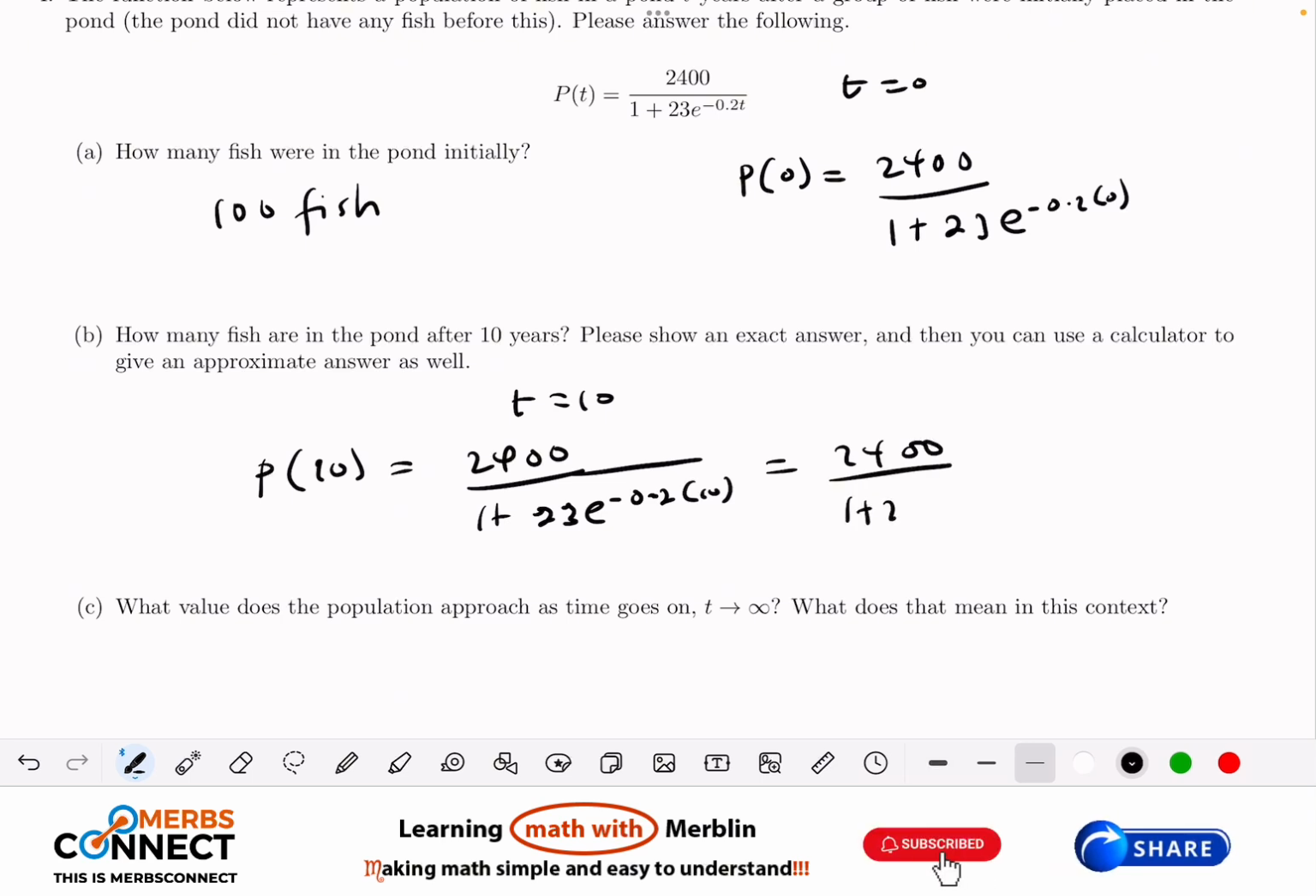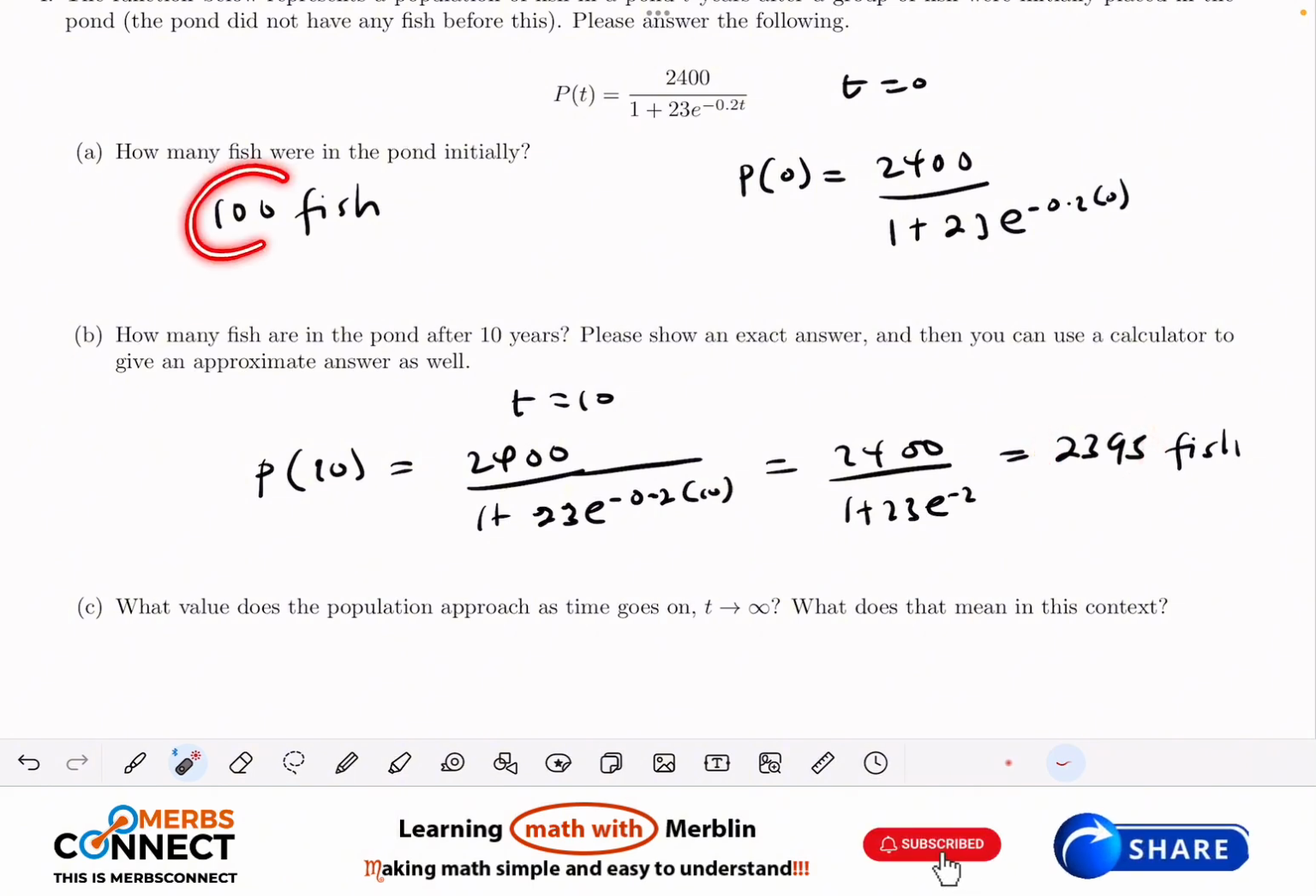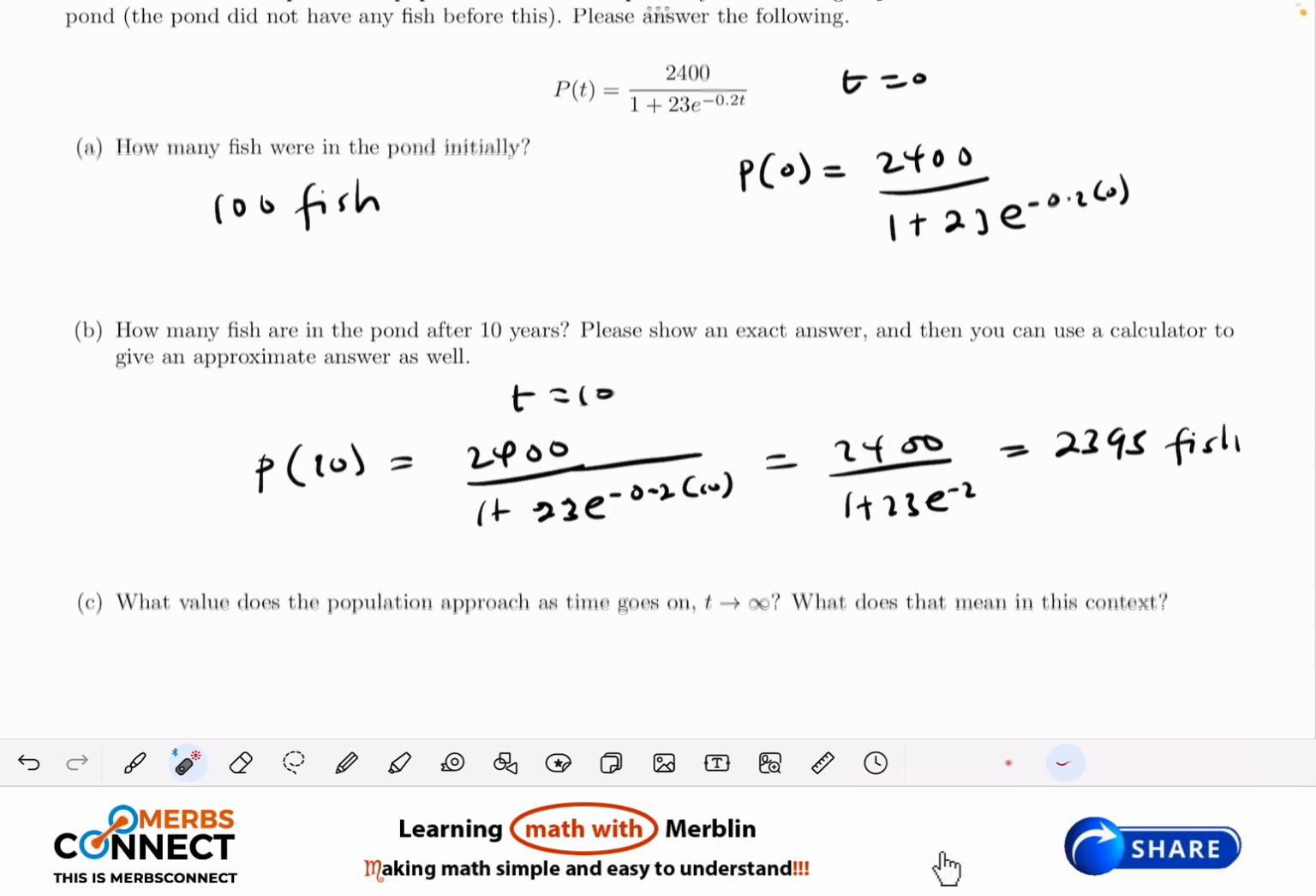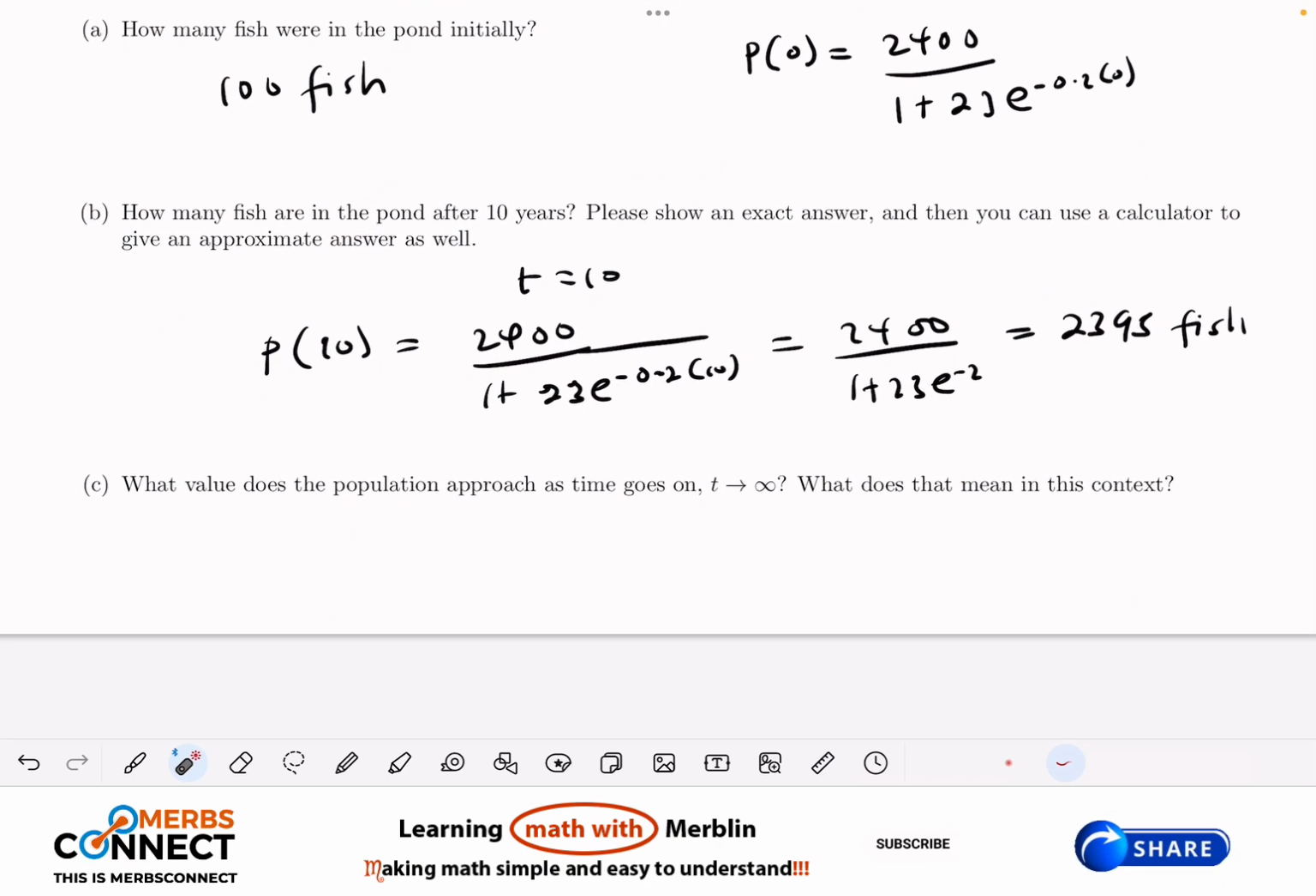And this is the same as 2,400 divided by 1 plus 23 e to the power minus 2, when I multiply this by 10. When I solve this one, I need to get something like 2,395 fish. So after 10 years, the fish population has grown from 100 to about 2,395 fish.